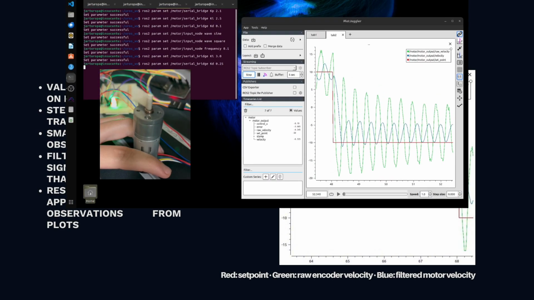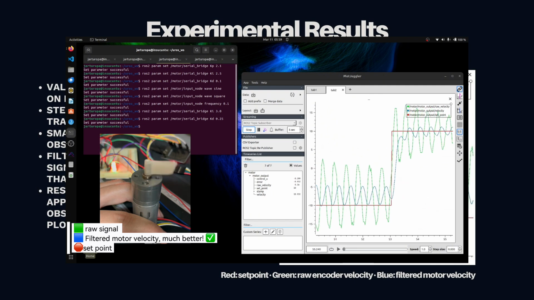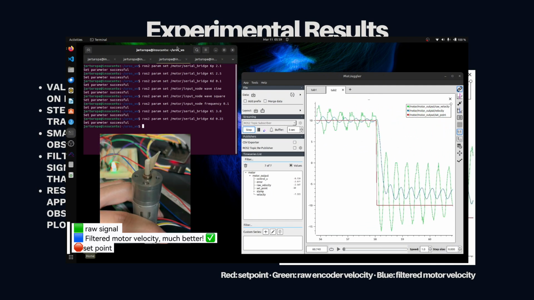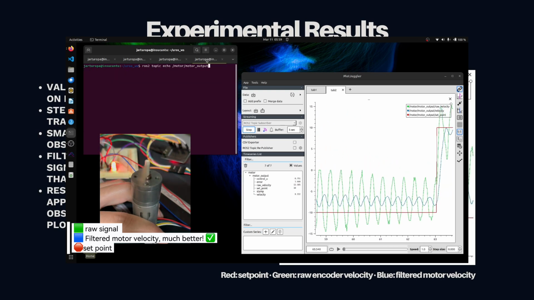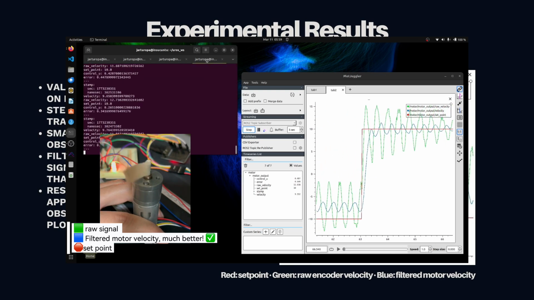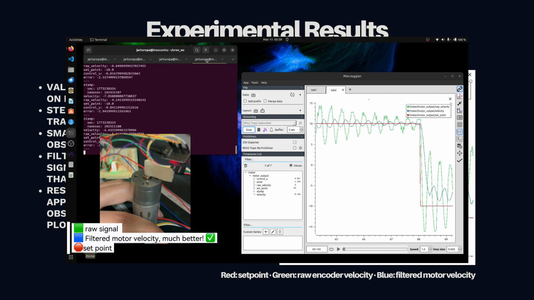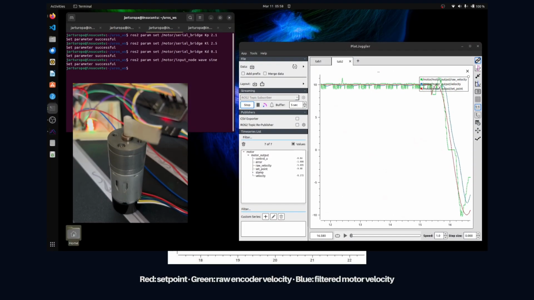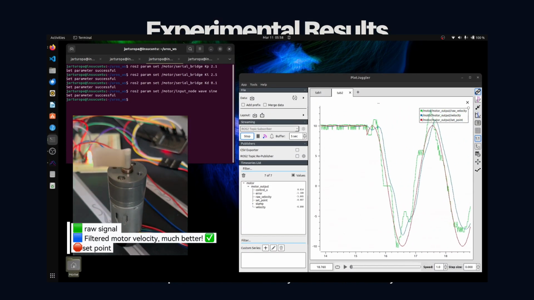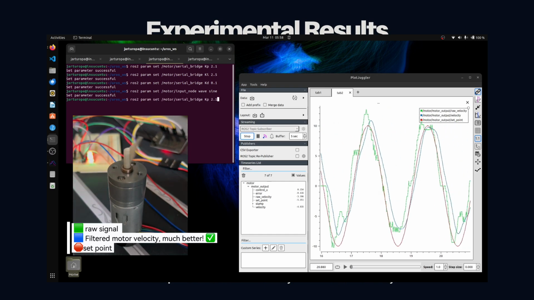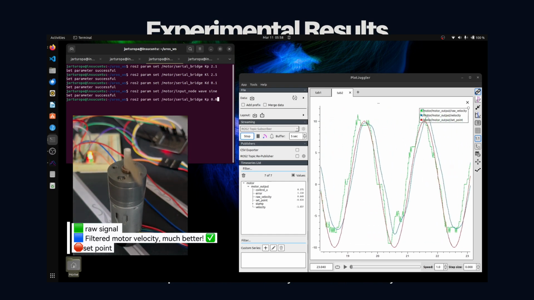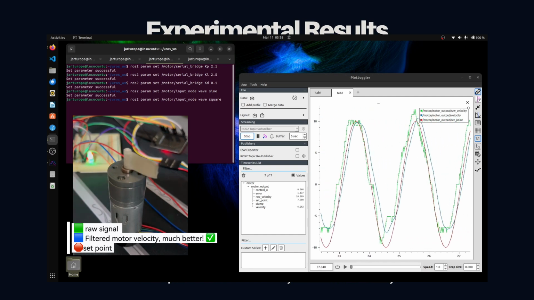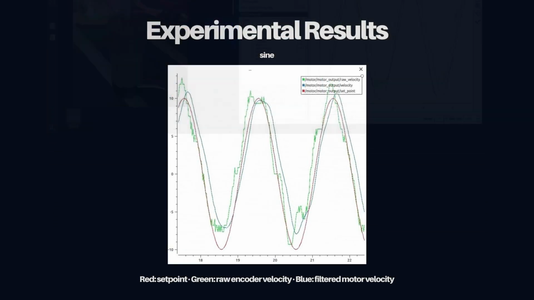In the square wave test, the controller tracks abrupt changes in the reference while the filtered signal remains significantly smoother than the raw encoder velocity. This confirmed the importance of filtering and shows stable controller behavior during sharp transitions. In the sinusoidal test, the motor output follows the reference with relatively small tracking error and the expected phase lag of a real physical system. The comparison between raw and filtered velocity again shows the effect of the moving average filter in reducing measurement noise.